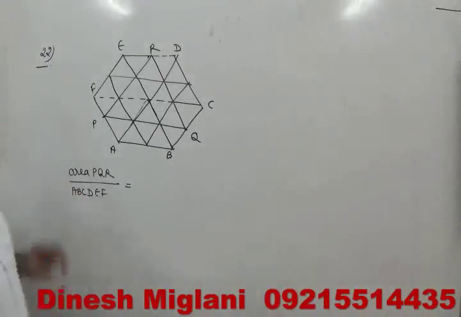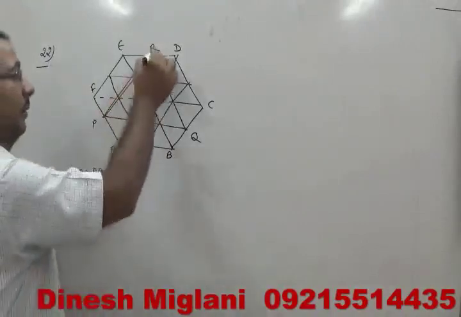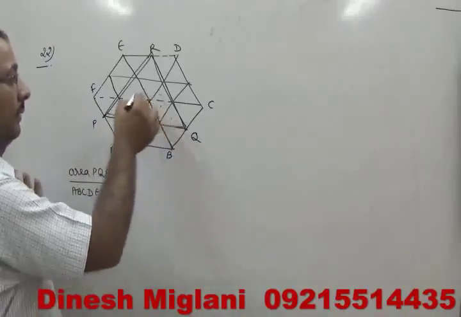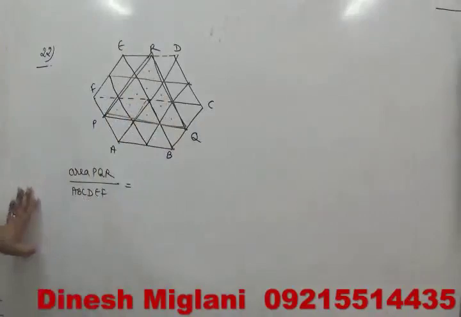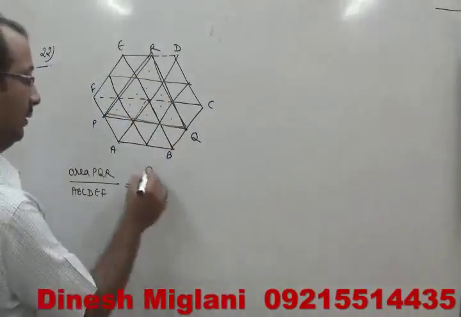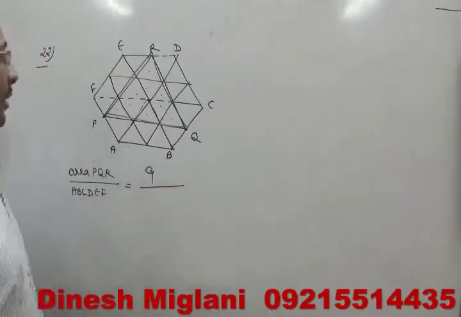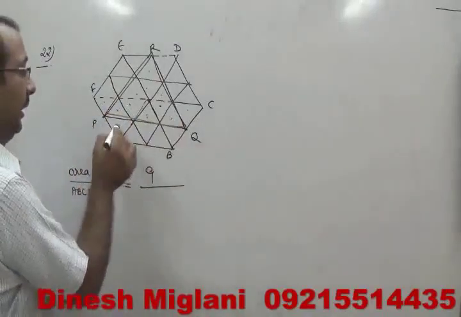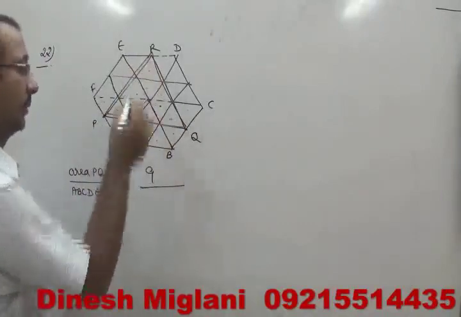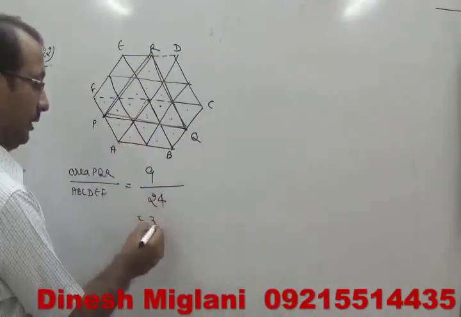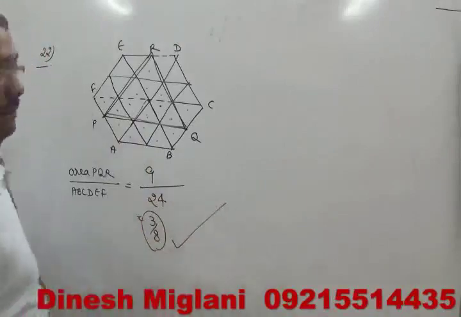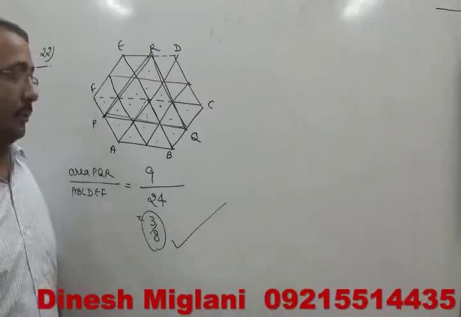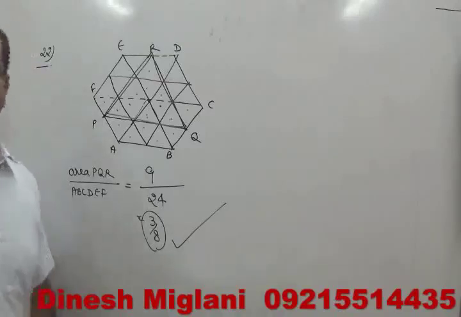Now because I have to take the ratio for this triangle PQR, how many triangles are involved? 1, 2, 3, 4, 5, 6, 7, 8, 9. How many triangles are there? 9. So area is 9. And the whole triangles in the hexagon: 1, 2, 3, 4, 5, 6, 7, 8, 9, 10, 11, 12. 12 here, 12 offside, 24. So I can say my answer is 3:8. That becomes my answer: the area of this triangle PQR with the whole hexagon is 3:8.